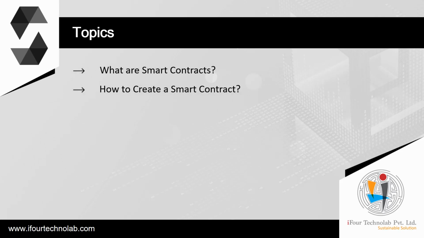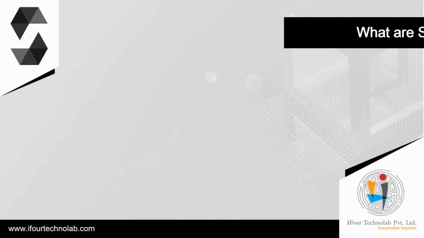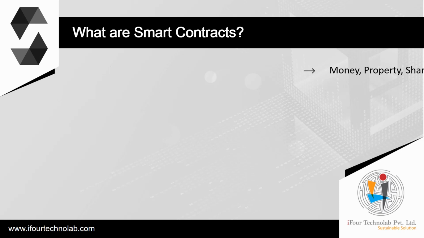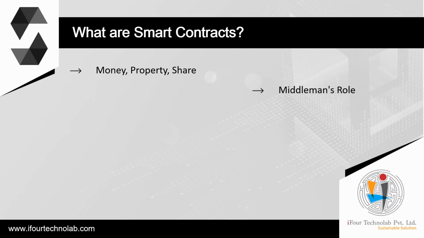What are smart contracts? How to create a smart contract? What are contracts? Money, property, share. Smart contracts are the best way to exchange money, property, shares, or anything of value without any issues. This basically eliminates the middleman's role.